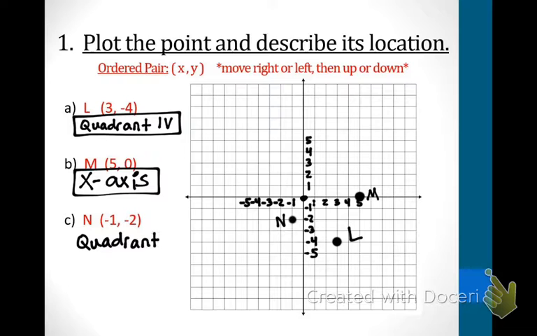Okay, some people are saying 2, some people are saying 3. Remember, you start here. This was 1, 2, 3, and 4. Okay, so which quadrant were we in? We were in quadrant 3. How do I do that with a Roman numeral?